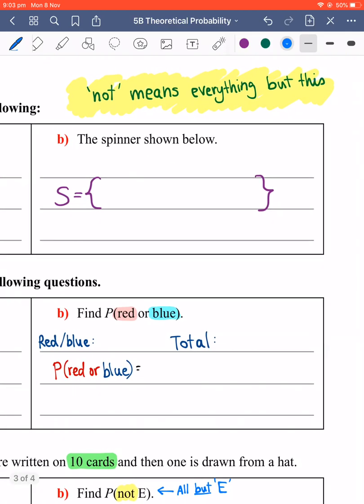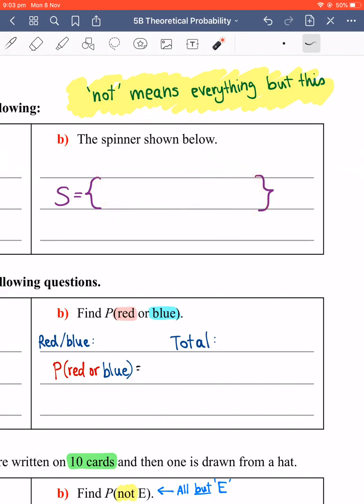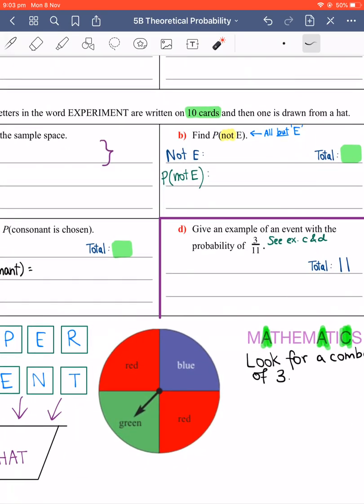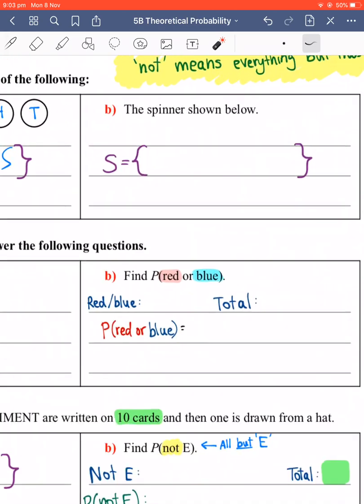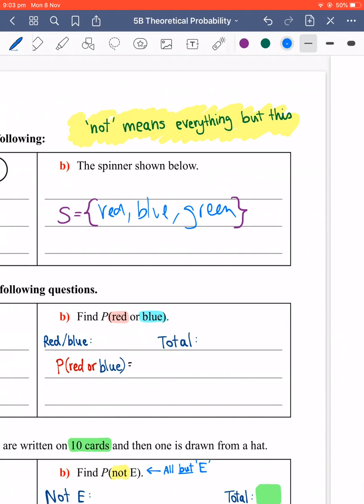Next one we have a spinner below, so we'll have a look at that one, and we want to look for what our possible outcomes are. Not the amount of each, just our possible outcomes. So here's our spinner. We have red, we also have blue, and we have green. So we have three possible outcomes. So we have red, we have blue, and we have green.